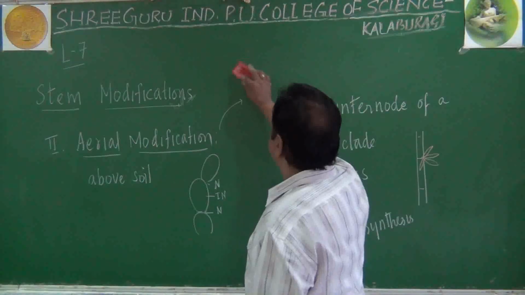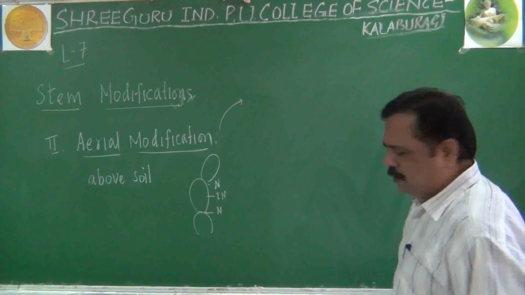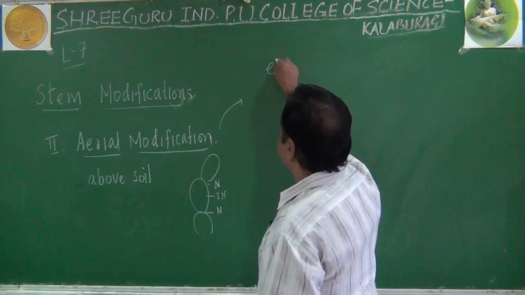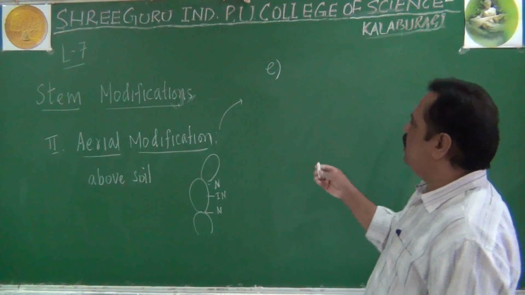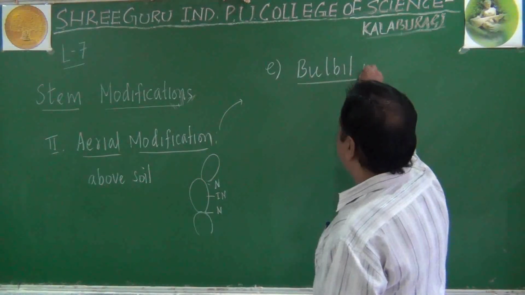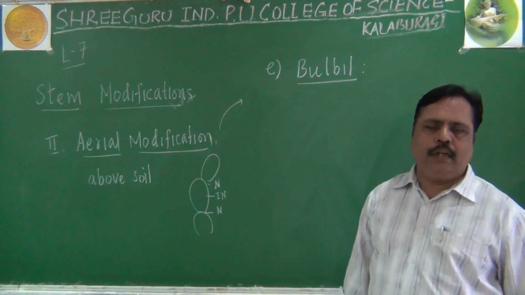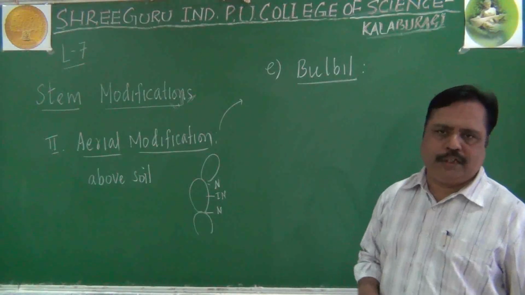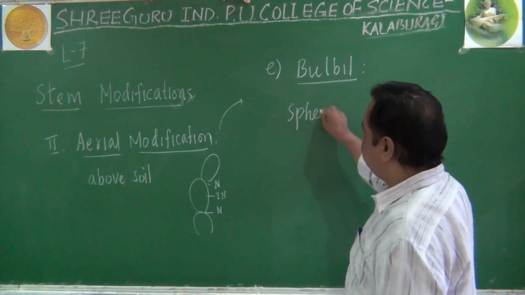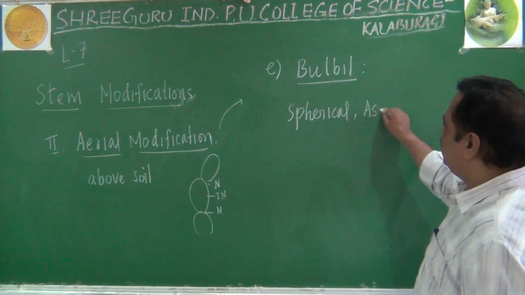Let me go to the next aspect here. The fifth modification in the stem, aerial modification of the stem, let me explain. Very simple. One line we have to remember here. The fifth type of modification in the aerial system is known as bulbil, it can be called. Remember, bulbs are found in underground stem modification. Bulbil is found in aerial stem modification. What is this bulbil? They are spherical shaped, asexually reproducing structures.